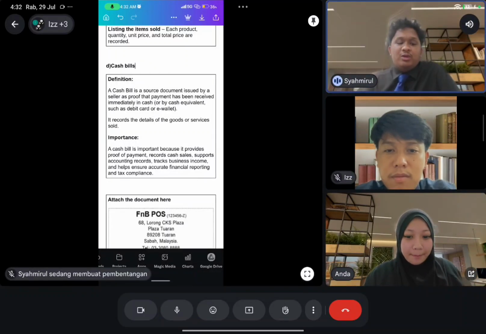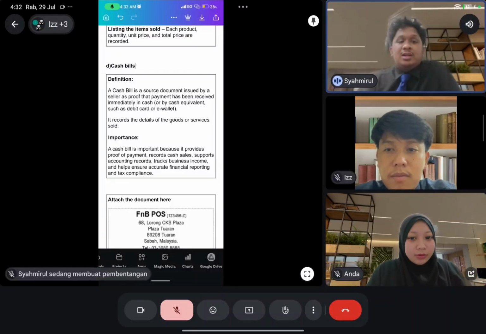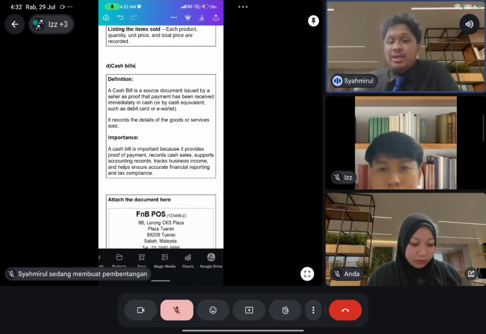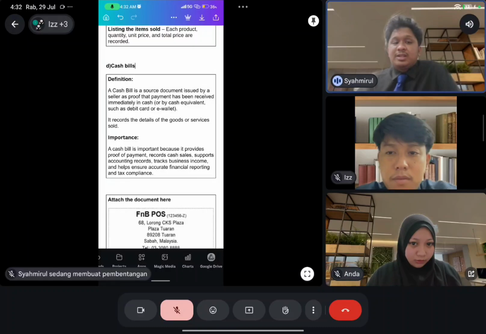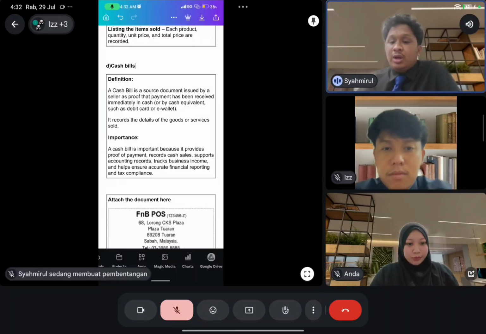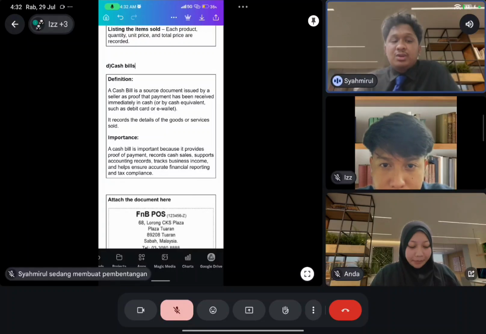Okay, now I will explain the cash bill. Cash bill is a source document issued by a seller as proof that payment has been received immediately in cash or by cash equivalent, such as a card or a wallet. It records the details of the goods or service sold.